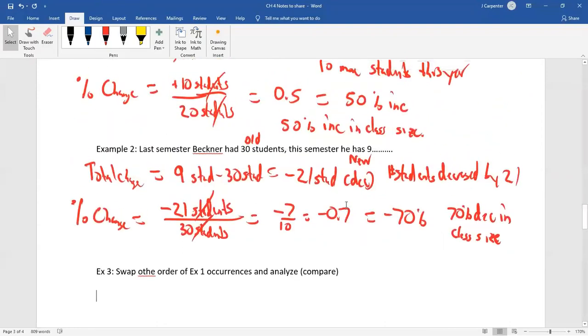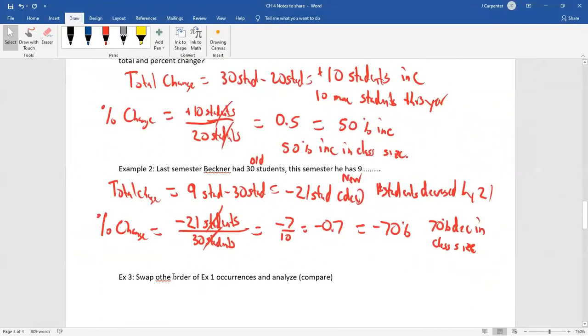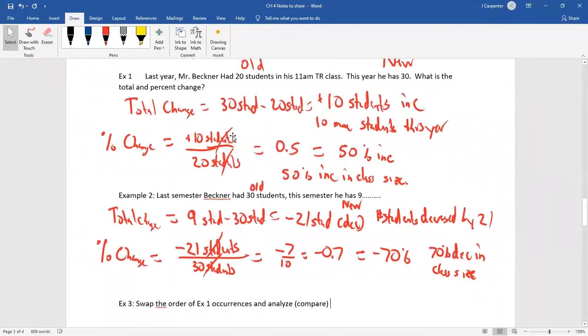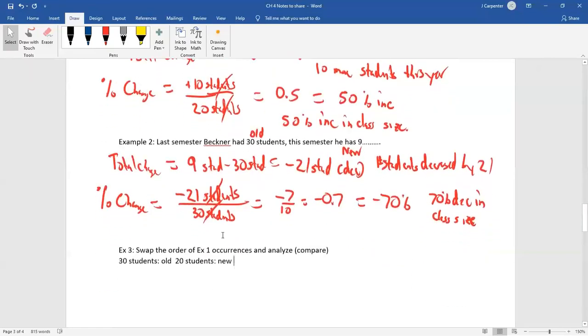So we're going to go back to example 1. Let's just pull back a little. Example 1. But we're going to swap the order of the occurrences. What I mean by that is instead of having 20 students, then 30 students, let's say I had 30 students, then 20 students. So now we're going to say 30 students is the old, and 20 students is the new. I'm pretending like the scenario flip-flopped. I had 30 students, and then I dropped to 20 students.